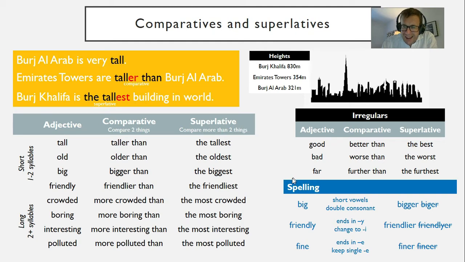And for spelling, if you're going to use them, notice that with big, we doubled the G, biggest. So when it's a short vowel, just one vowel on its own, A, E, I, O, U, we double the consonant. So it's bigger. Then we have friendly. If it finishes in a Y, we don't put friendlier with a Y, we put an I instead. And when the adjective ends in an E, like fine, then we keep one E. We don't put two E's for ER at the end. Finer.